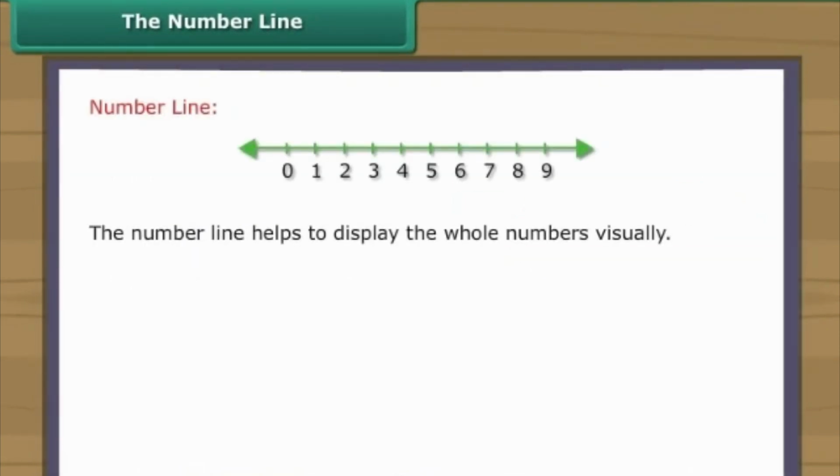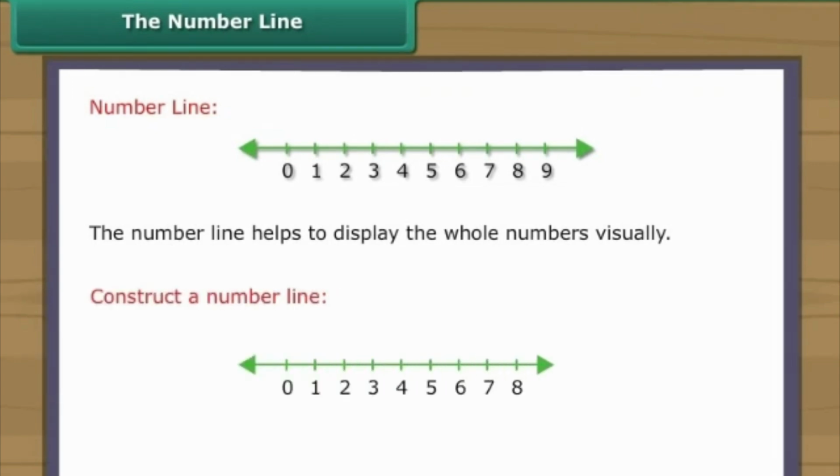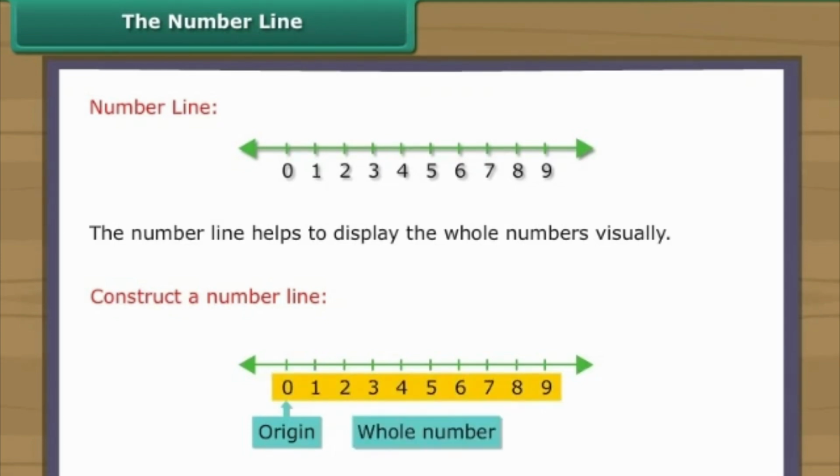The number line. The number line helps to display the whole numbers visually. To construct a number line, we simply draw a straight line and choose any point on the line and label it 0. This point is called the origin. We then choose some convenient length and moving to the right, mark off consecutive intervals, equal in length, along the line starting at 0. We label each new interval endpoint with the next whole number.